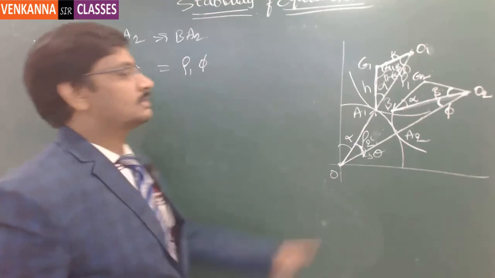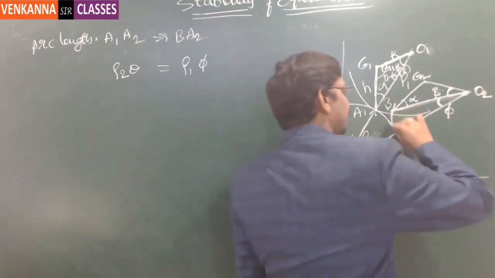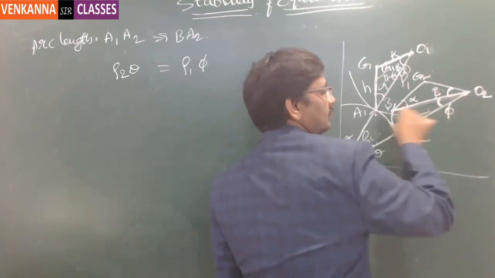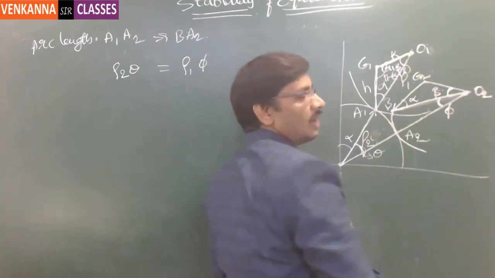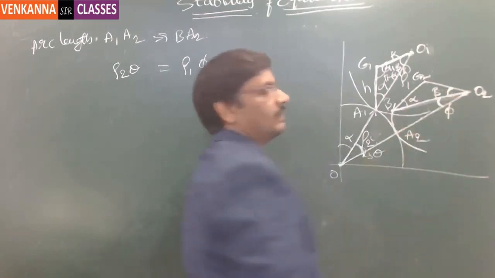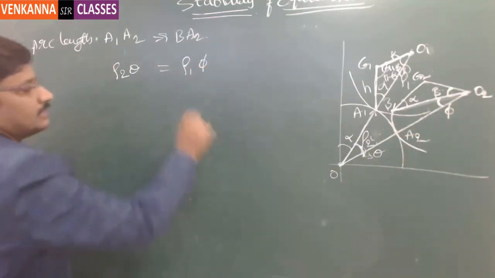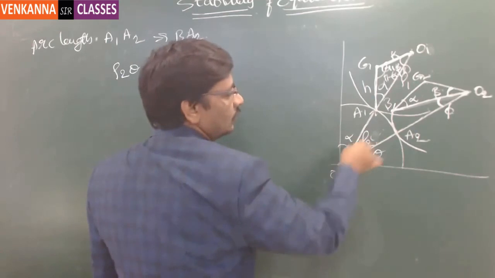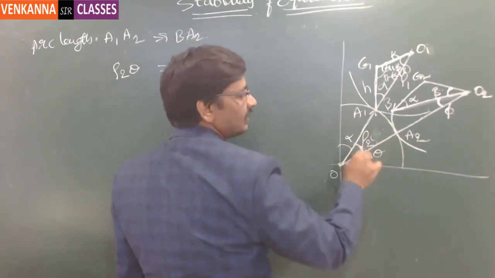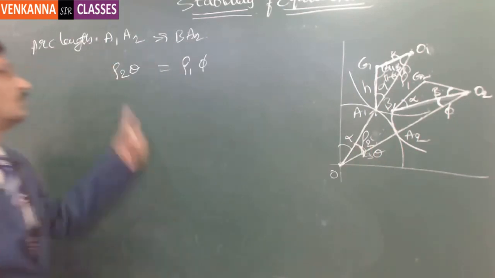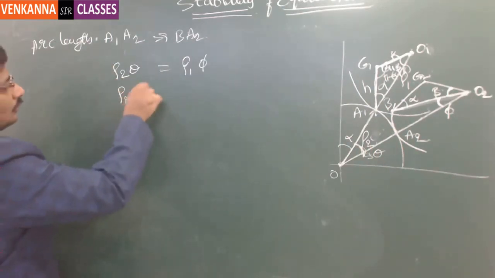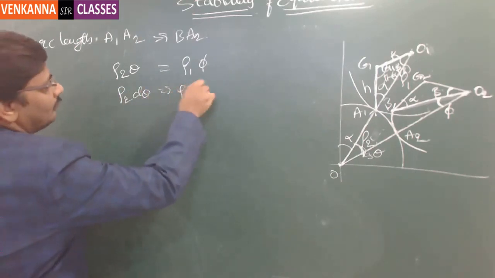Can I write like this? Because this is a circle. So on this circle, the arc length is L equal to r theta, where r is the radius of curvature and theta is the angle. So rho 1 phi is equal to, in this case, rho 2 is the radius of curvature for this particular arc, and it is making an angle of theta. Then it is equal to rho 2 times theta. If you take the derivative of it, rho 2 d theta equals rho 1 d phi.